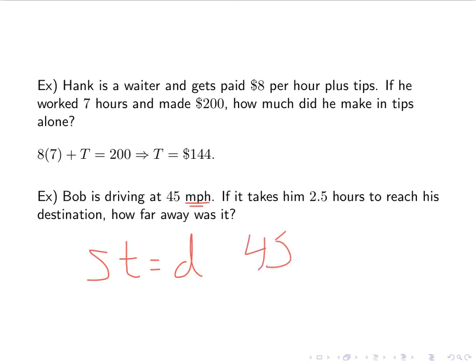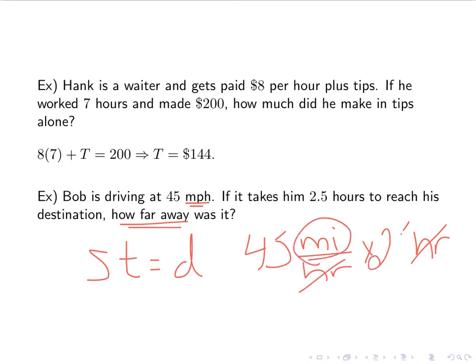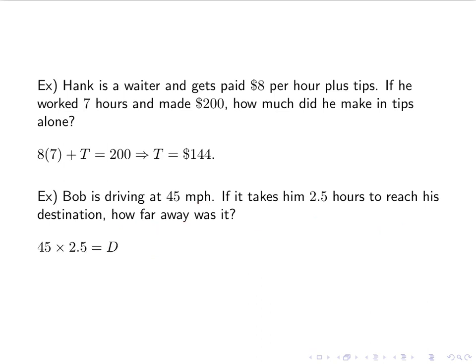45 miles per hour. If I want to get out how far away, I want to get miles, I need to take my miles per hour and multiply by hours. The hours will cancel, and I'm going to be left with miles. So we have our numbers here. Okay, so 45 times 2.5 will give me my distance, which is 112.5 miles. So again, the mph, miles per hour.